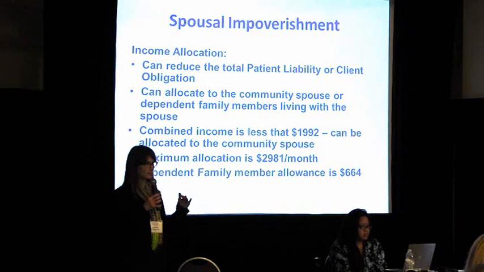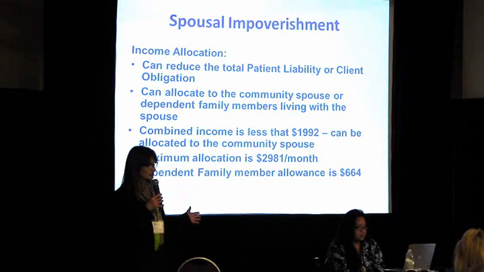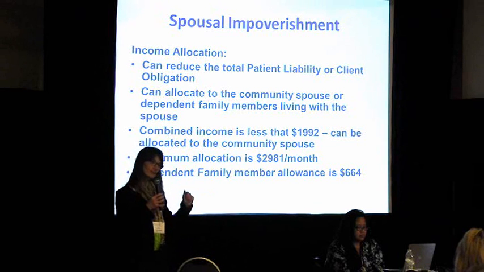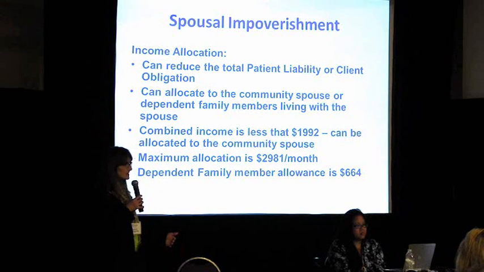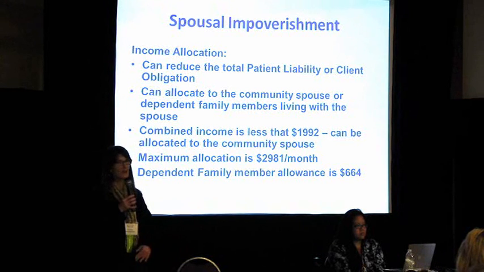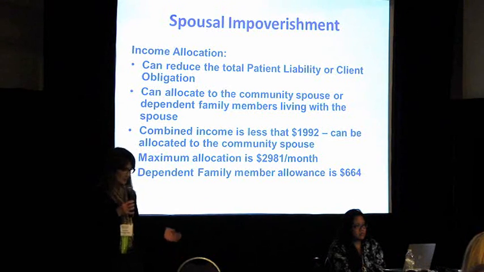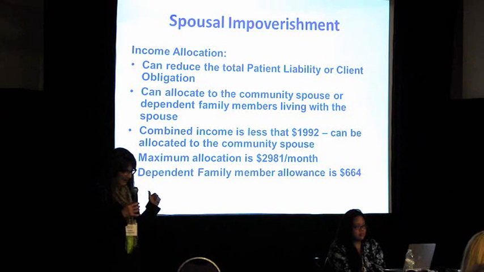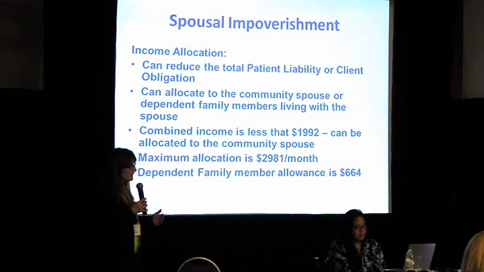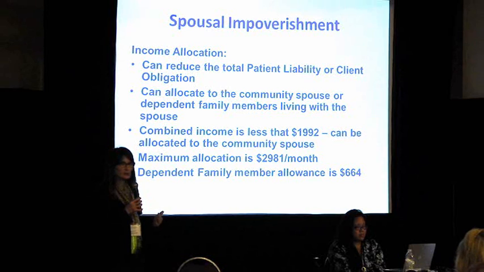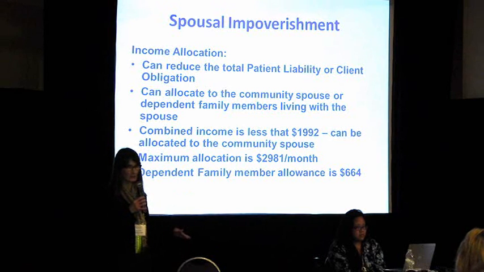Normally you look at the person's income. When determining a client obligation or patient liability, we normally look at the client's income. They get to keep either $62 or $727, depending upon their living arrangement, and then the rest is the client obligation. Well, with spousal impoverishment, you can do what we call allocate to the community spouse or dependent family members if they live with the community spouse. So if you have somebody who's maybe a younger person with minor children, they would be dependent family members. You can allocate income to them and reduce that obligation.